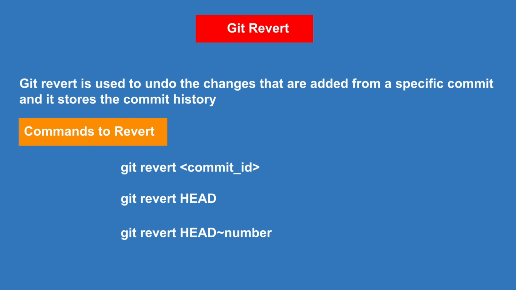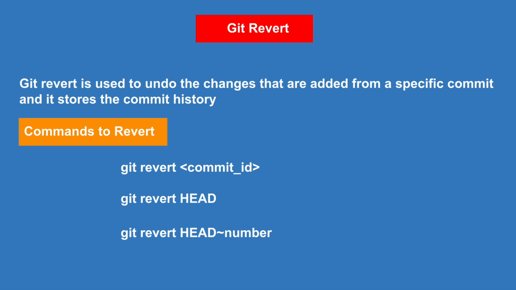Now let's understand Git Revert. Git Revert is simply used to undo or cancel the changes that are added from a specific commit. In simple words, say for example I have made 4 commits to a branch. Now I want to revert the changes of a third commit or a second commit. In that case, I can use git revert.